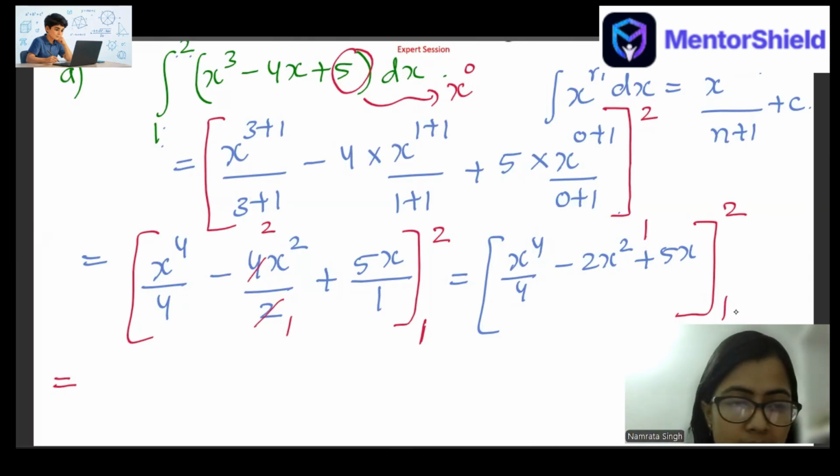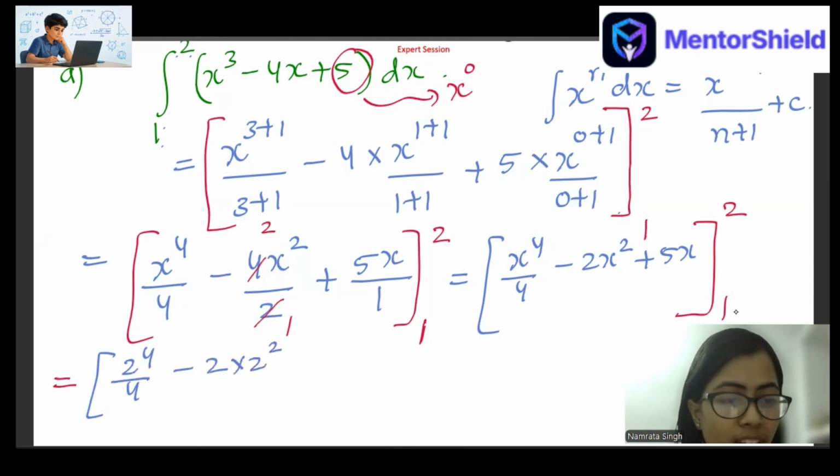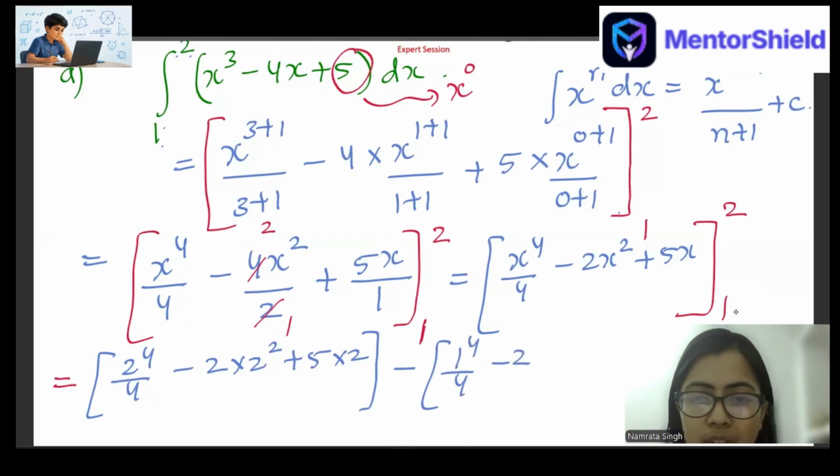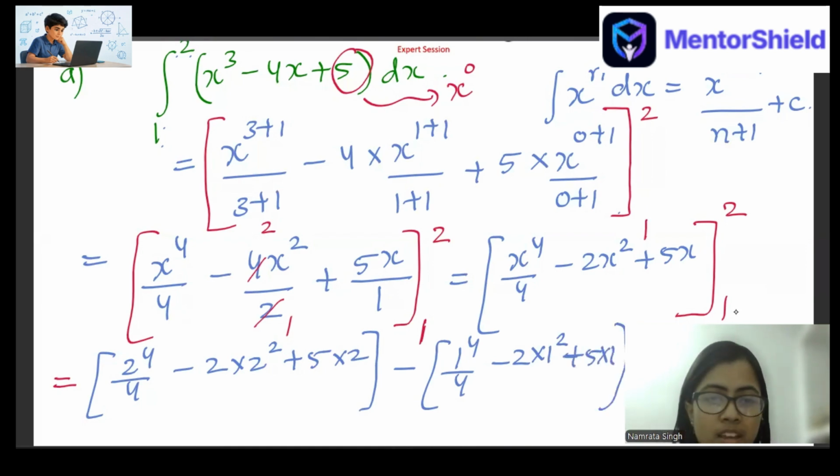Okay, let's do that. It is going to be x raised to 4 by 4, that means 2 raised to 4 by 4 minus 2 times 2 square plus 5 times 2, alright, minus 1 raised to 4 by 4 minus 2 times 1 square plus 5 times 1. Okay, so note that we have substituted the value of 2 and substituted the value of 1 and put a negative sign in between after evaluating this limit into this function.